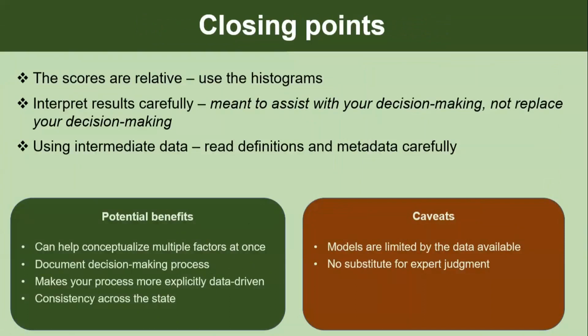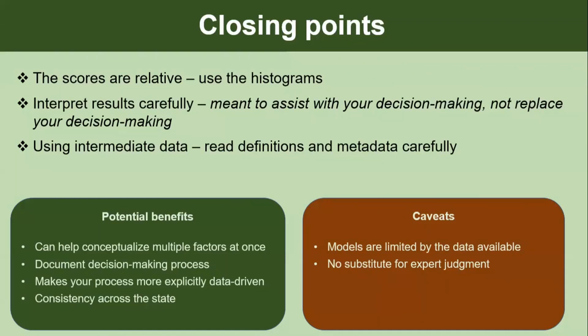So I'll just do some closing points, and then we'll get into some discussion. One point is to remember that the scores are relative. So really what you want to do is look at the histograms and think about how many lakes you're filtering out and how many lakes and ponds you're filtering to. So for instance, the top 10% for introduction risk would be one way to think about setting your threshold for the introduction risk.